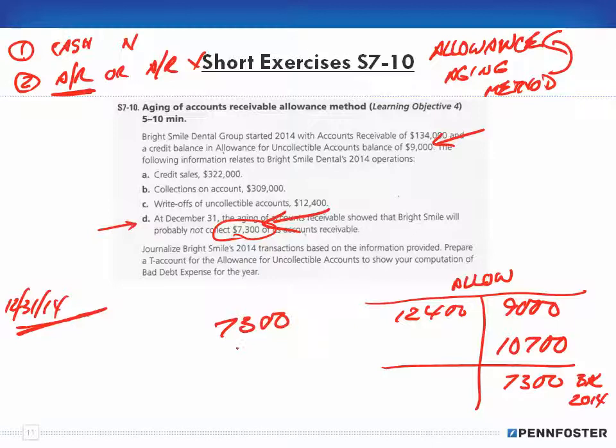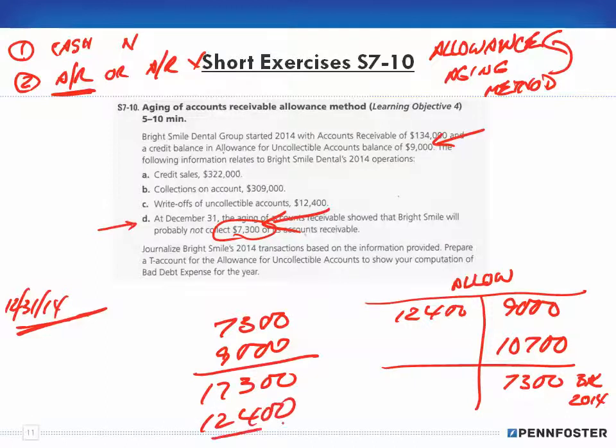Right, on the credit side. Now I can add my 9,000 and get 17,300, and then I subtract out the 12,400, and I end up with 10,700. I'm sorry, I keep on thinking 10,700. I end up with $7,300 is the amount that I'm going to make the adjustment for. I'm sorry, no, it is 10,700. I'm confusing myself here.